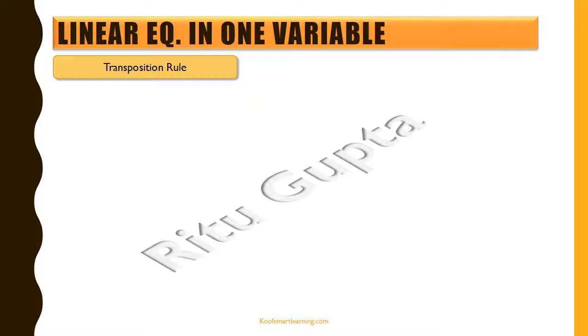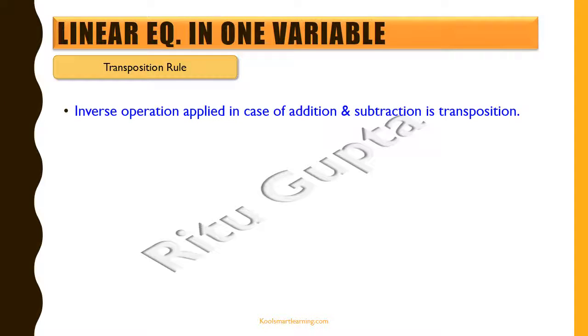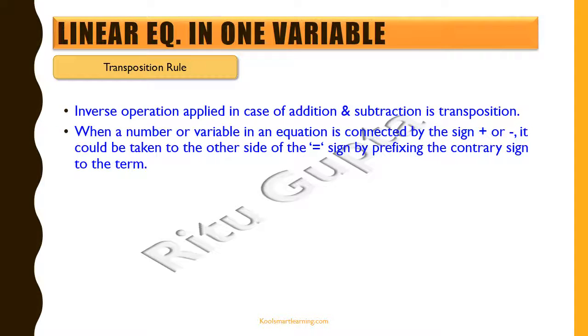Now what is the transposition rule? We just talked about inverse operations. When we apply that inverse operation in the case of addition and subtraction, that is called transposition. When a number or variable in an equation is connected by the plus or minus sign, it can be taken to the other side of the equal to sign by prefixing the contrary sign to the term. If it has a plus sign on the left hand side and you want to take it to the right hand side, it will get a negative sign, and vice versa.